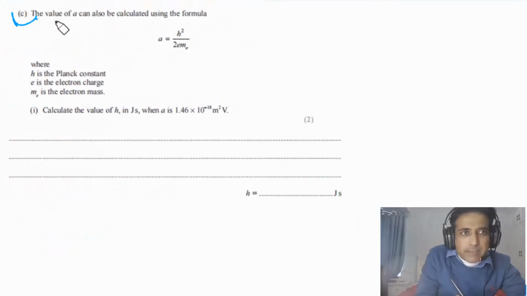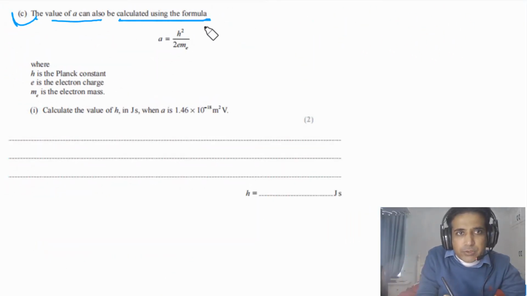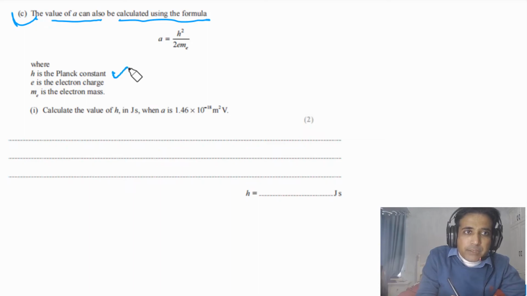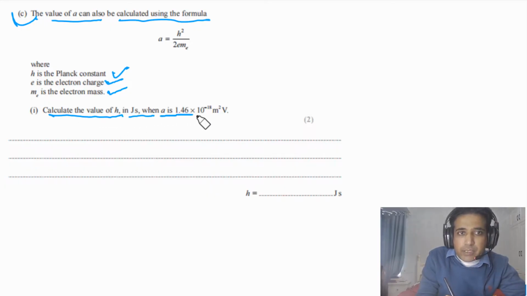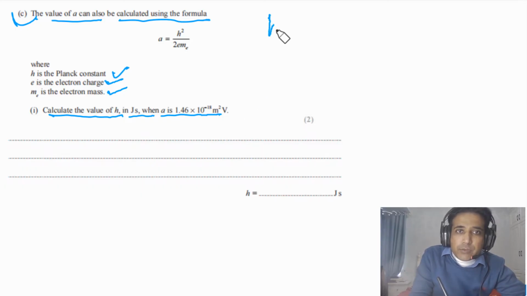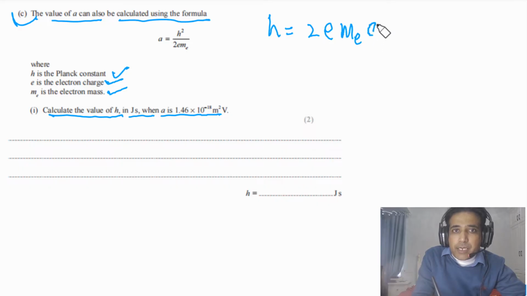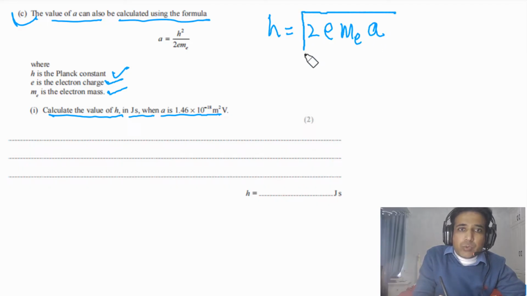Part C says the value of A can also be calculated using the following formula. H is the Planck's constant, E is the electron charge, and Me is the electron mass. Calculate the value of H in joules seconds, where A is equal to 1.46 times 10 to minus 18 meter square volts. So we need to calculate H, so we can rearrange this formula. So we can write down, this is the square root of 2 E Me times A.